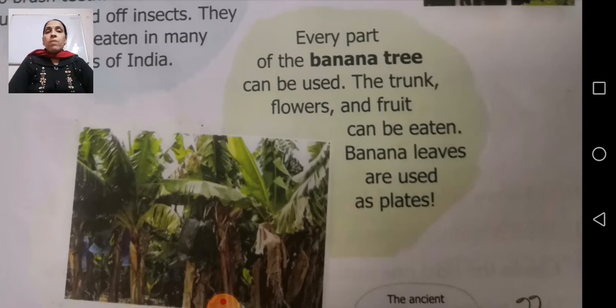The trunk, flowers and fruits. The trunk means the lower portion. Flowers and fruit can be eaten. Now banana leaves are used as plates.